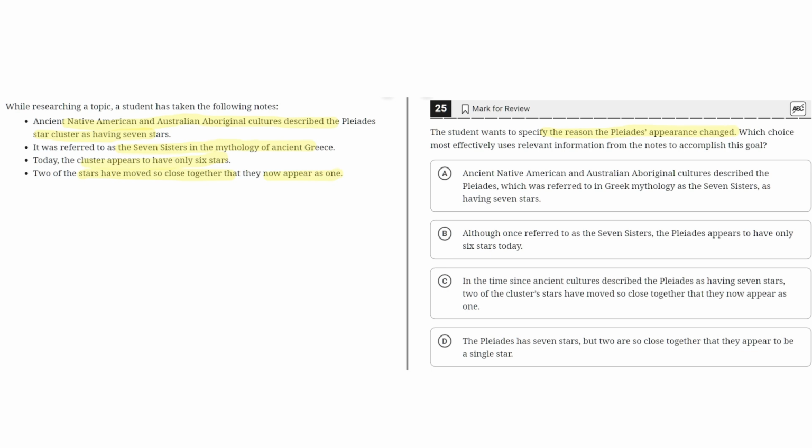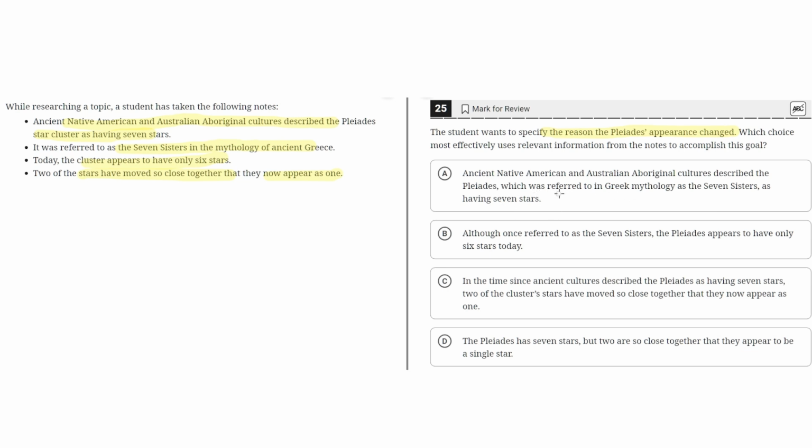So the reason stated in the text for why the Pleiades' appearance has changed is that two of the stars have moved so close together that they now appear as one. So, option choice A says, ancient Native American and Australian Aboriginal cultures describe the Pleiades, which was referred to in Greek mythology as the Seven Sisters, as having 7 stars.